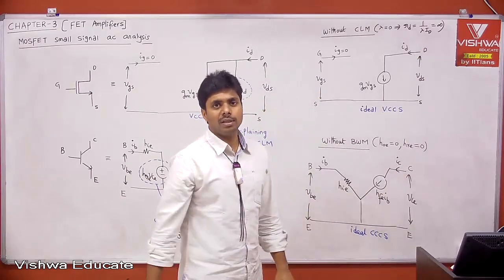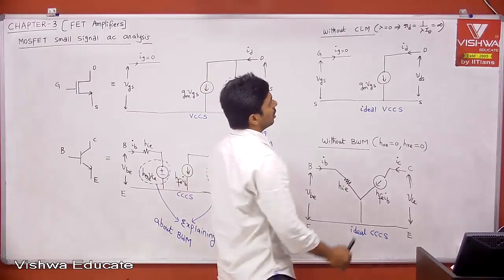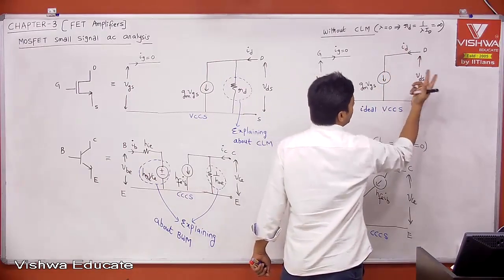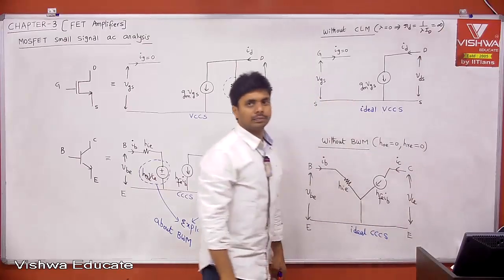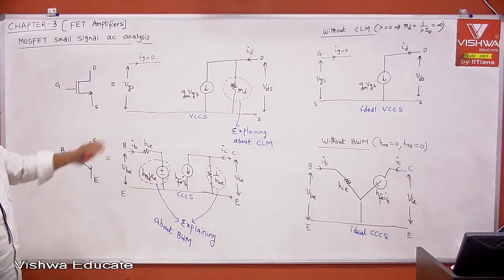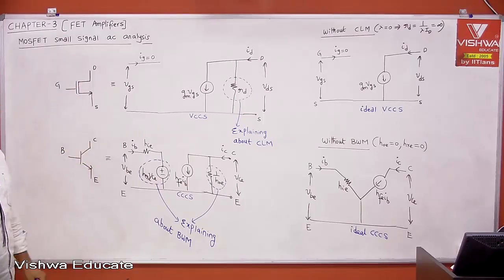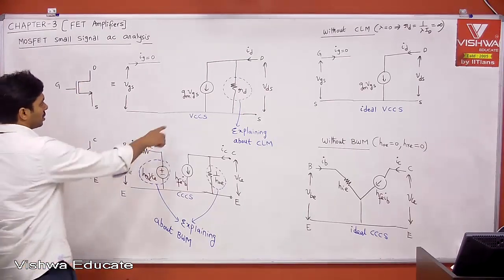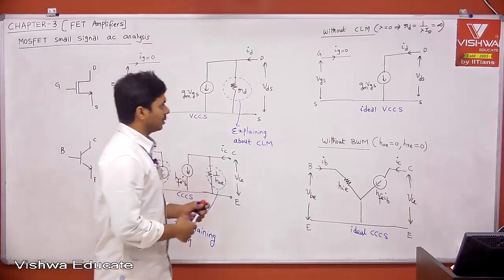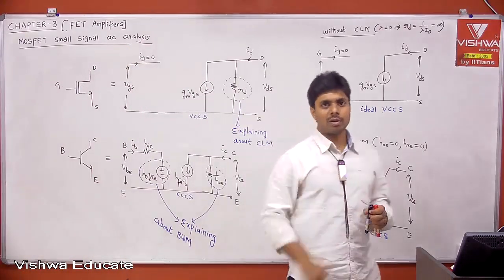Quantitatively it is 1 by lambda id, but qualitatively, if there is no change in id because of VDS, that branch is open, therefore RD is infinity. Done. You take it. I'm just trying to correlate between BJT and MOSFET. Then let's use this to calculate all your AC parameters. That is fine. And one more point I want to tell.